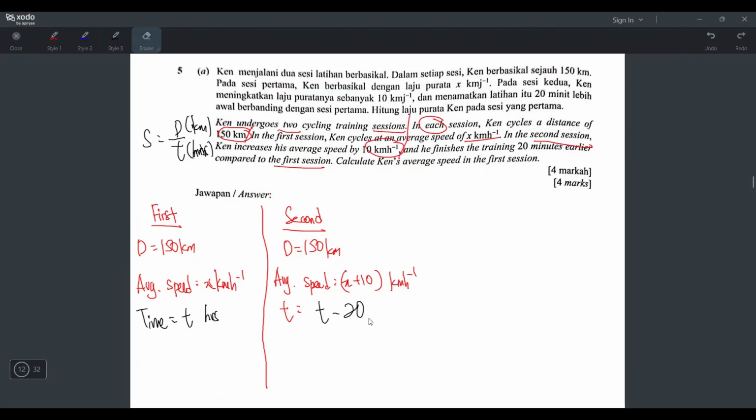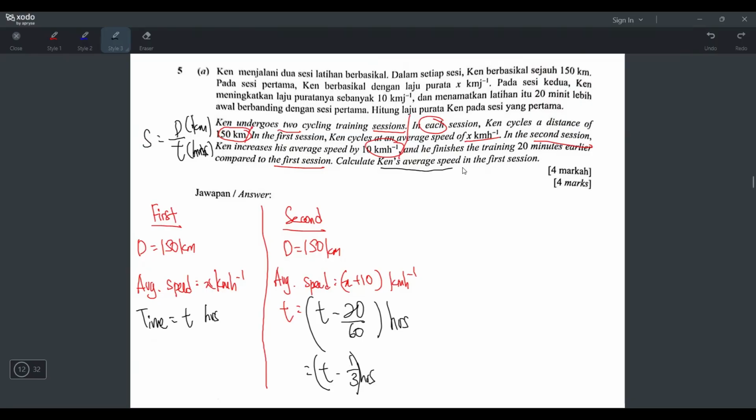Then that means you cannot take T minus 20. It has to be T minus 20 over 60, because T is in hours, guys. T is in hours, and 20 is in minutes. So you can't just take hours minus minutes. You have to convert the minutes to hours also. Then only you write the bracket hours like that. So it's actually T minus 1 over 3 hours, because 20 over 60 gives you 1 over 3, right?